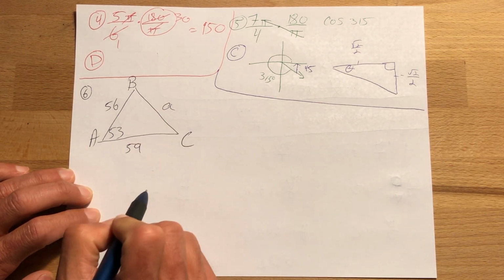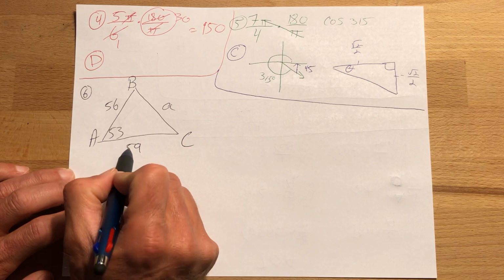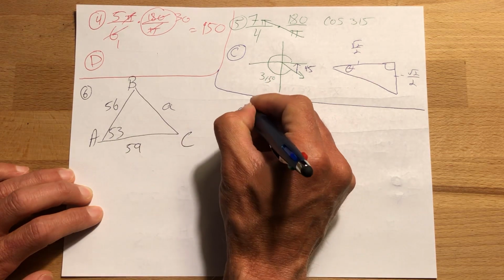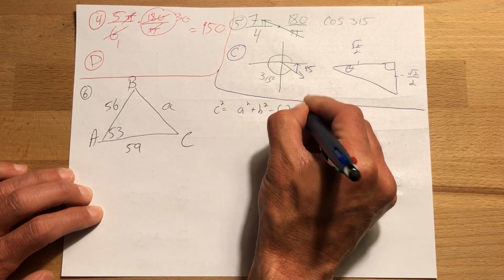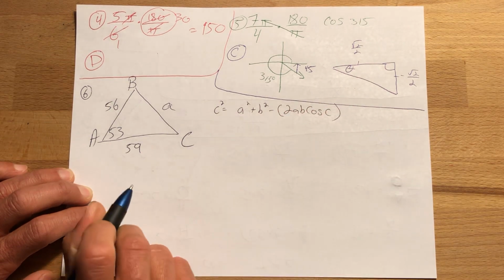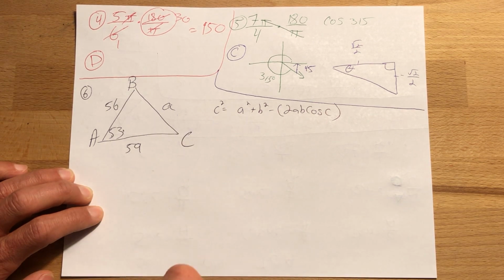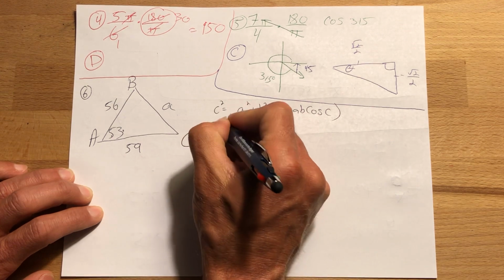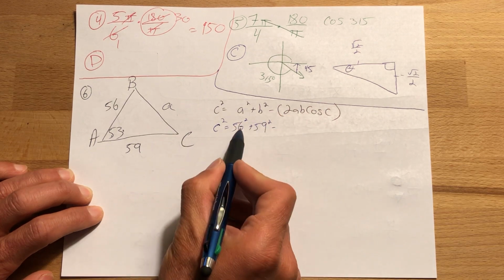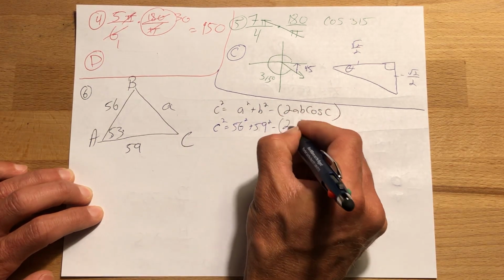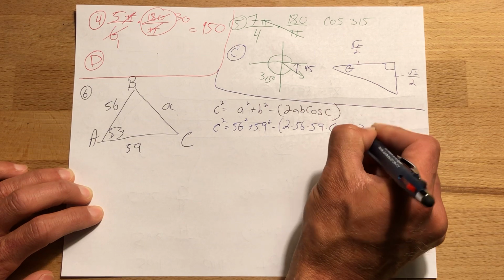I'm going to use law of cosines, which is c squared equals a squared plus b squared minus 2ab cosine of angle C. Now I told you in your notes, whatever angle they have, make that your angle C. This is your side C. So the mathematical formula is c squared equals 56 squared plus 59 squared, or 59 and 56 squared, it doesn't matter, minus 2 times 56 times 59 times cosine of 53.